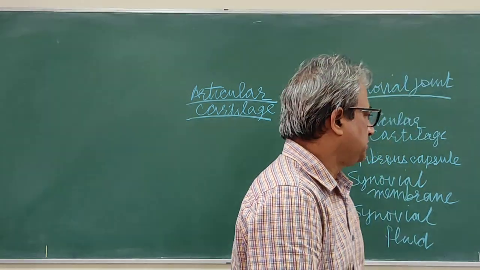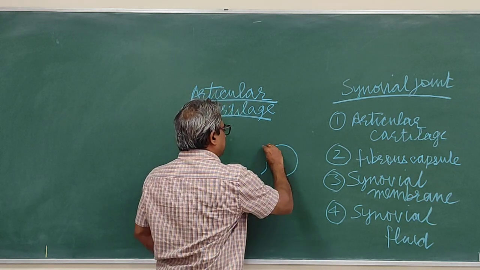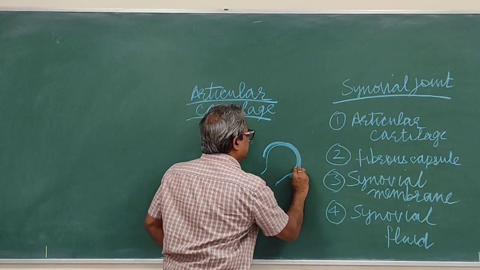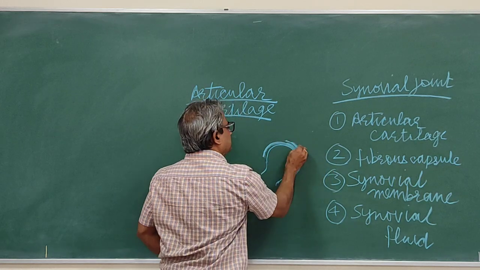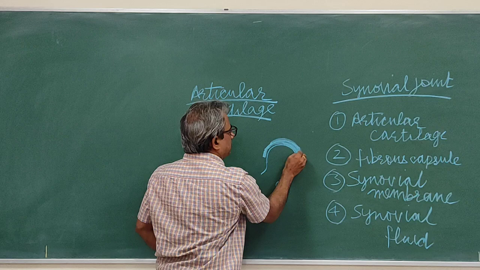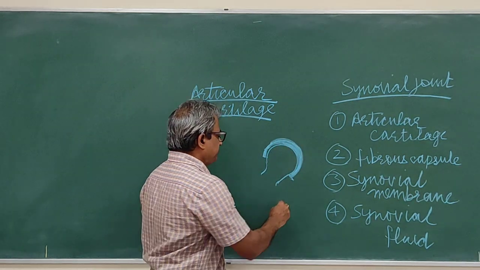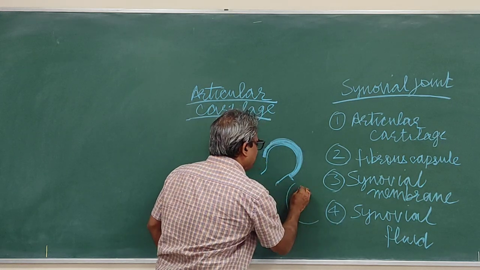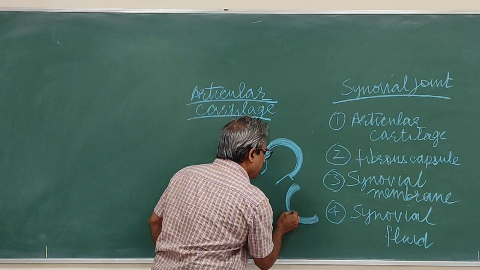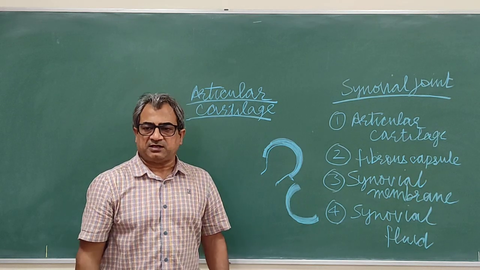So if we show it with a diagram, if this is a head and this is the surface where articular cartilage is present, then this will be thicker in the center and thinner at the periphery. If this surface is concave, then what will be there? It will be thicker at the periphery and thinner in the center. That is how the contiguous surfaces fit into each other.